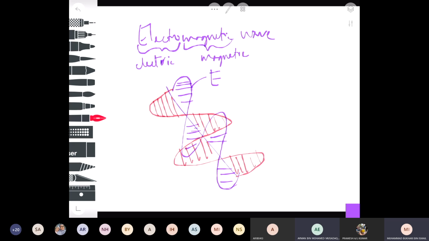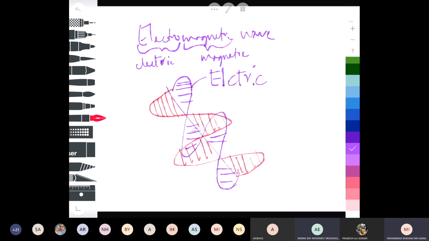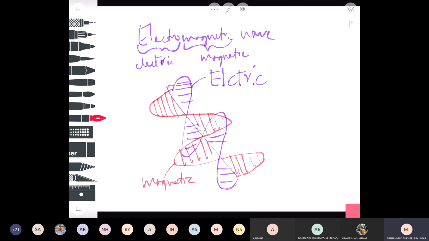Okay, jadi ini yang purple ni adalah electric. Sebenarnya bolehlah mana-mana satu pun. Electric dan yang merah tadi magnetic. Yang merah ni magnetic wave. So the angle is 90 degree. Antara dua ni adalah 90 degree ya. Okay, so we have both magnetic field and also electric field to form the wave. Itulah dipanggil sebagai electromagnetic wave.